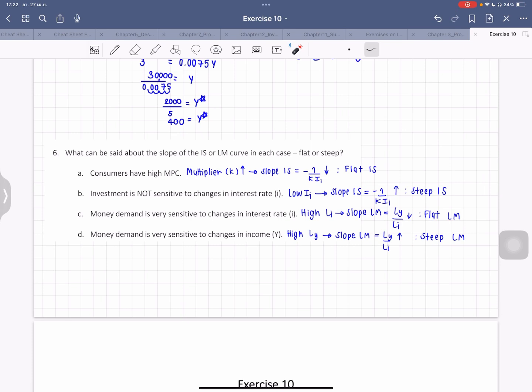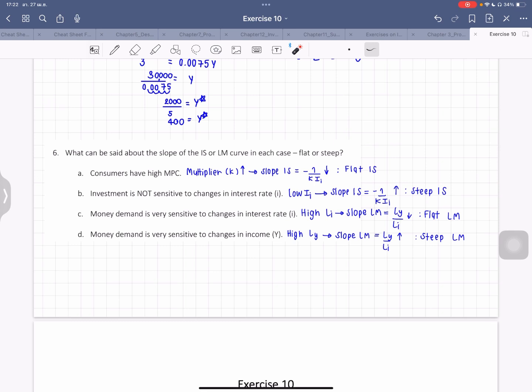So last question, 6. What can be said about the slope of the IS or LM curve in each case? Flat or steep? First, A. Consumers have a high MPC. The multiplier increases. So the slope of IS, minus 1 divided by k multiplied by I subscript small i, is decreased. So when the slope of IS decreases, it is expected to be a flat IS curve.